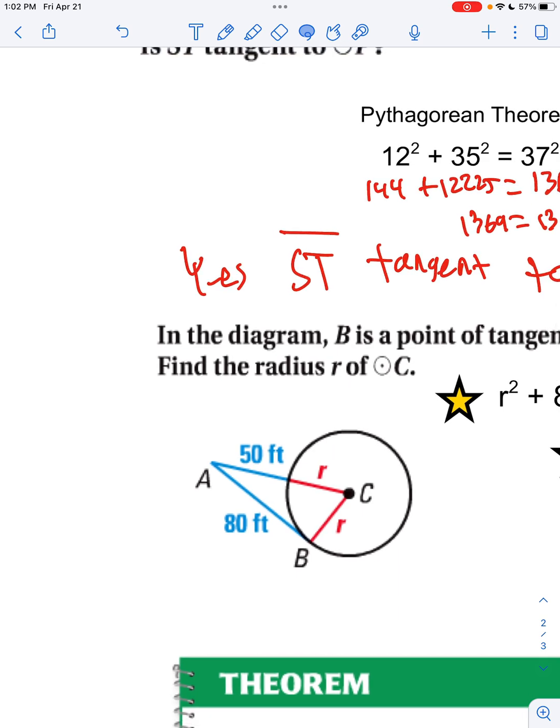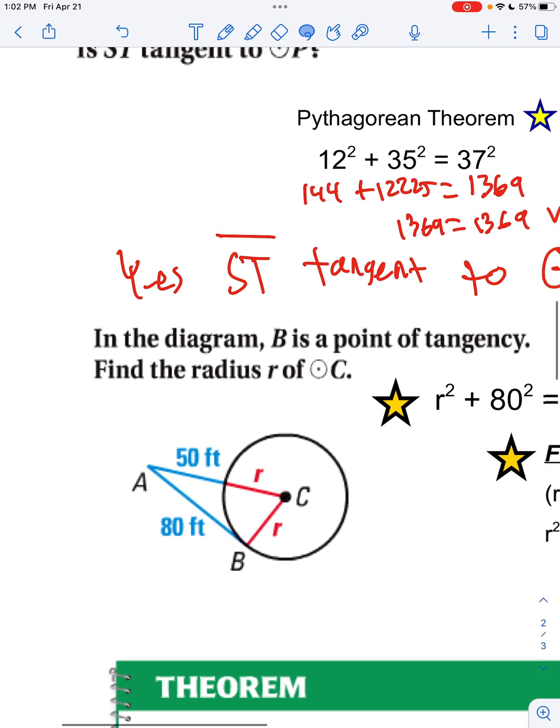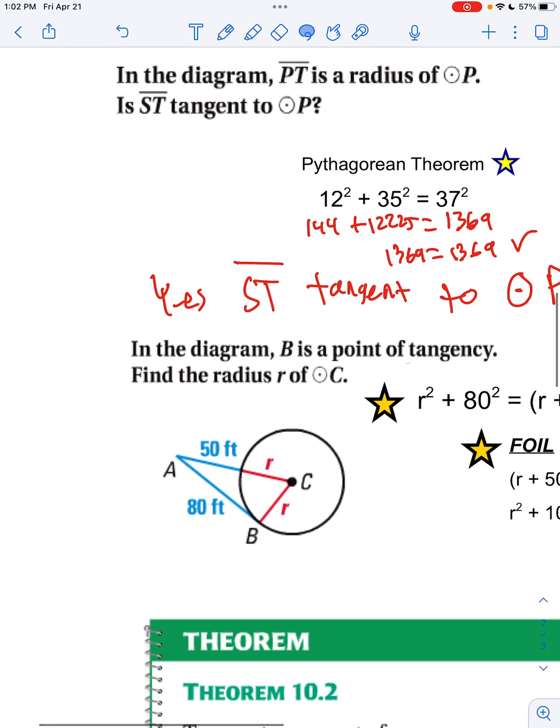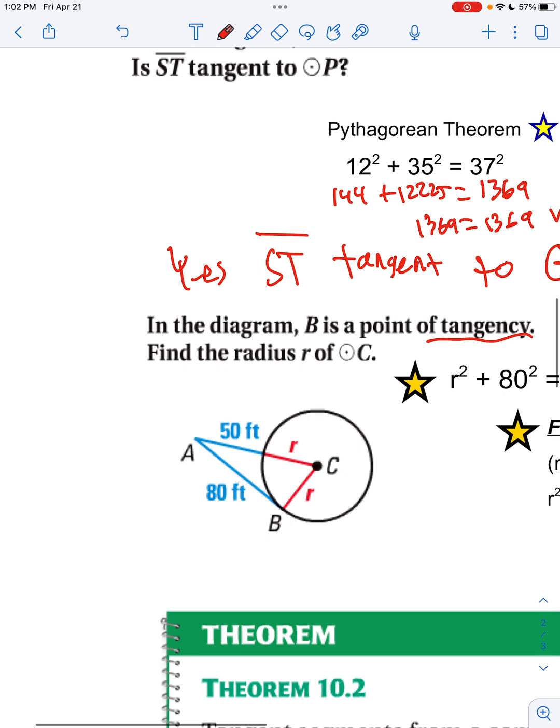Find the radius R of circle C. So I know, again, in the directions this time, it tells me that B is tangent. So again, if I were to set this up, I would say, okay, using Pythagorean's theorem, I've got a leg, and then across from 90 is my hypotenuse.